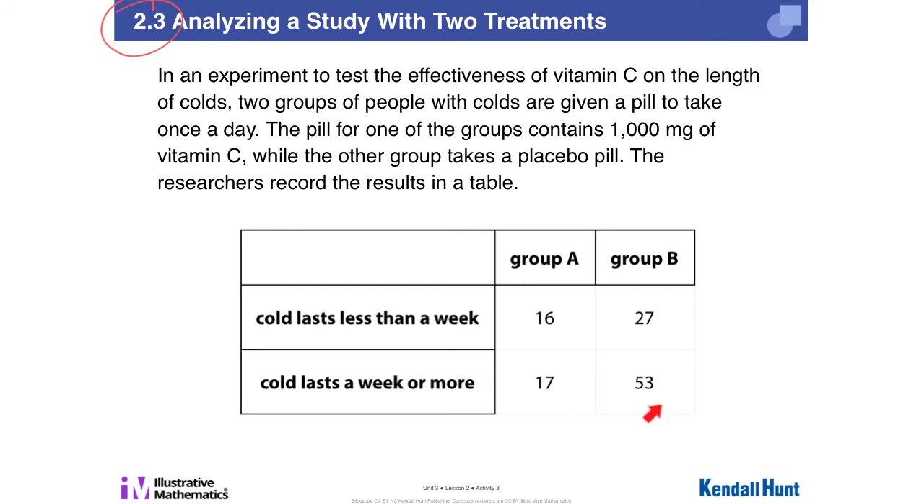Now looking at the data down here, you can see the raw numbers of people that were in each group and if their cold lasted a week or more. But it's hard to really compare here because we have a lot more people in Group B than we do in Group A. And so changing these values into percentages can help us analyze this data better. So that's what relative frequency tables are going to help us do.